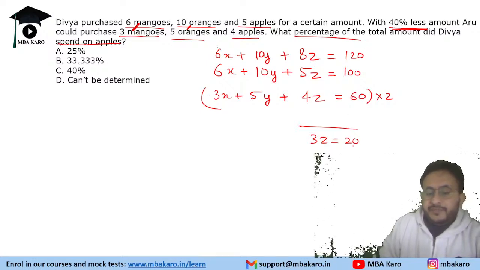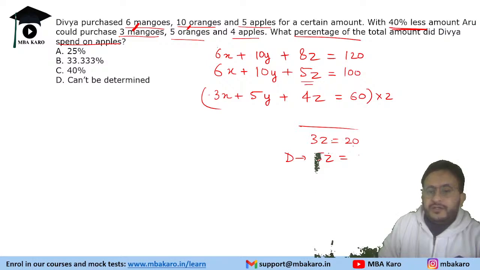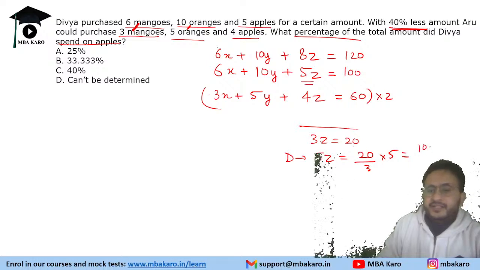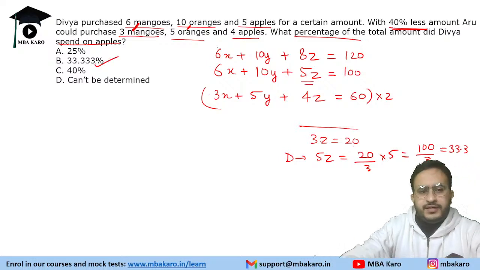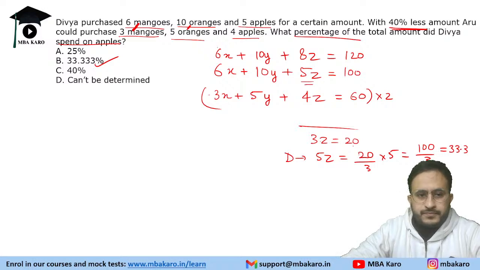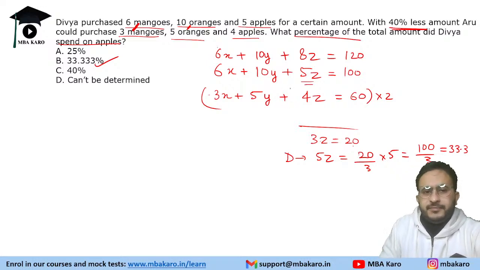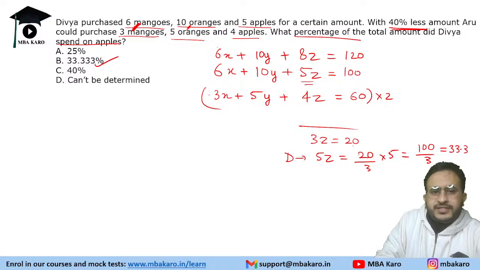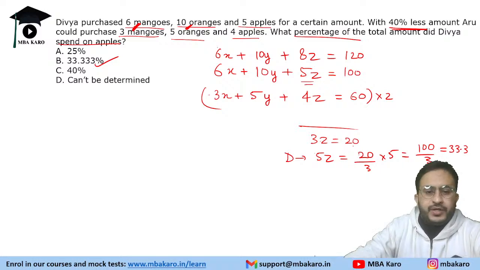Right. Now we are asking what percentage of total amount did Divya spend on apples. So 3z is 20. So 5z, Divya spent 5z on apples. 3z is 20, z will be 20 by 3, and into 5, that is 100 by 3, which is 33.33 rupees. So the answer is 33.333%. Okay, so this was basically eliminating the variable. If you notice it, it is 3 mangoes and 6 mangoes, 5 oranges and 10 oranges. So you can calculate it this way.